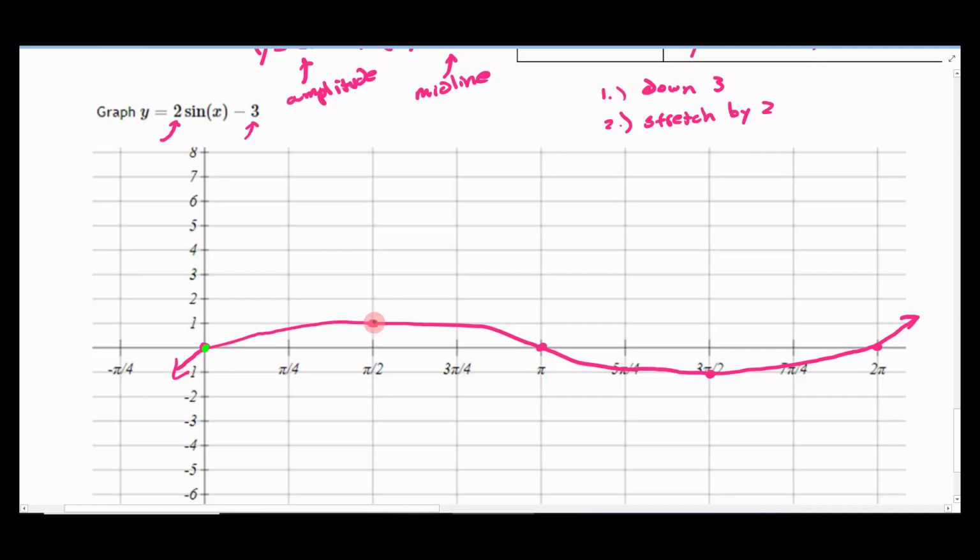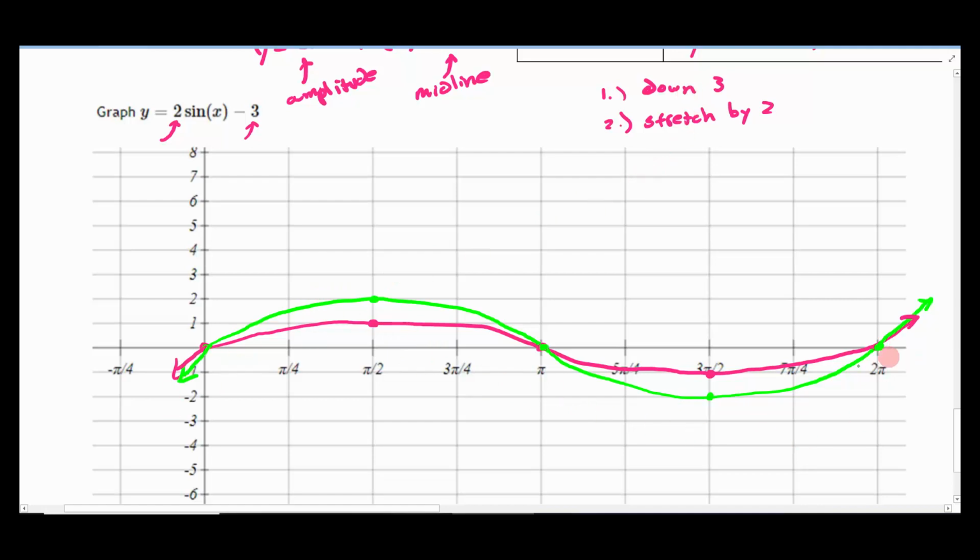This one is at 1, so 1 times 2 takes us up to 2. This one is at 0, so it's going to stay put. This one is at -1, so it goes to -2. And this one is at 0, so it stays at 0. Okay. And then we draw our new wave. Okay, so there's our stretch. We have our stretch done. Now we need to move this thing down 3 units.